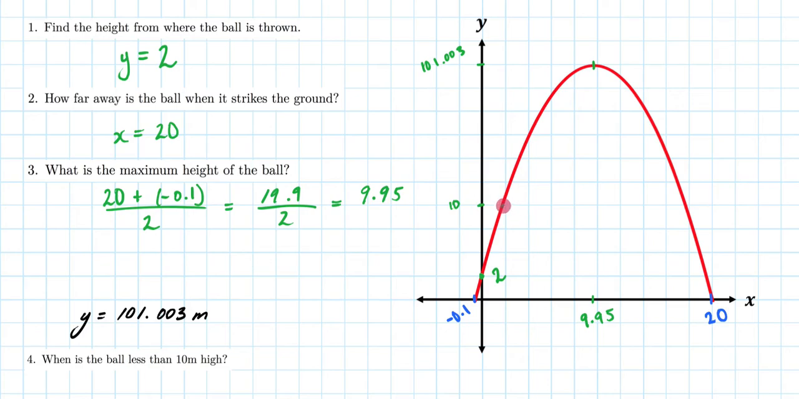So there and there, we're going to have two intercepts. So when y is 10, we're going to have two x-intercepts. So we're going to have one here and one here. And what we want to find is when the ball is less than 10 meters high. So that means it's going to be all these values between x is negative 0.1 all the way to here. And then it's going to be the same logic over here. It's going to be less than 10 here and here.